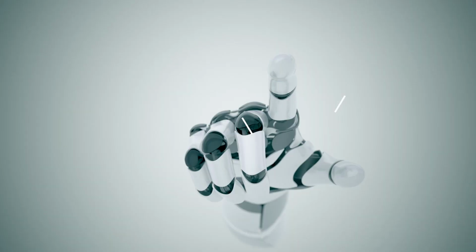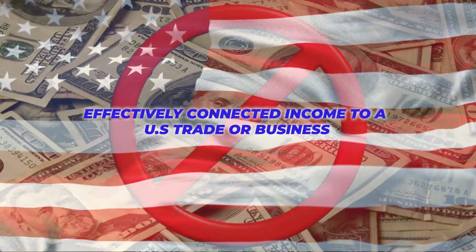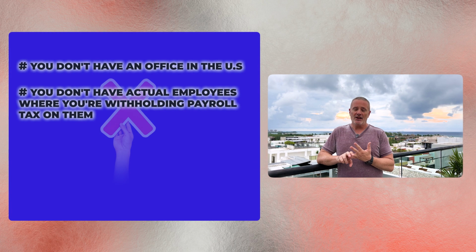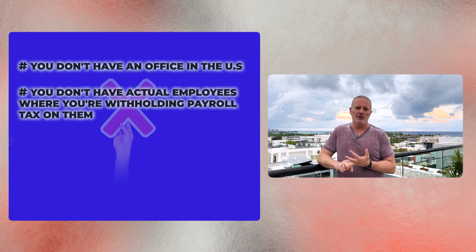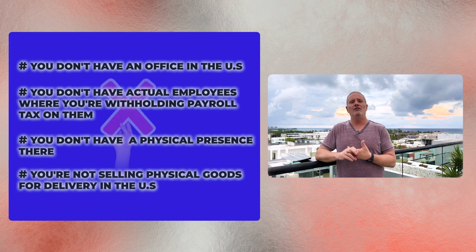An LLC by default is not taxed, because the income passes through to you personally. It's considered a disregarded entity for tax purposes, which means if your LLC makes $100,000, it flows through to you as the individual and you personally made the $100,000. In the US, if you don't have that effectively connected income to a US trade or business, and what that means is you don't have an office in the US, you don't have actual employees where you're withholding payroll tax on them, you don't have a physical presence there, and you're not selling physical goods for delivery in the US, then you don't have effectively connected income to a US trade or business.